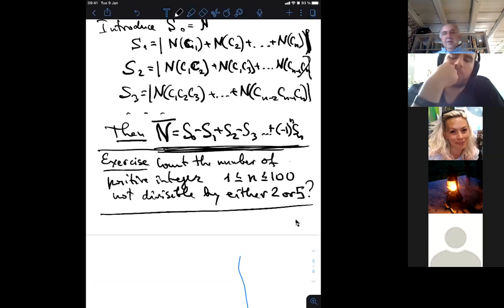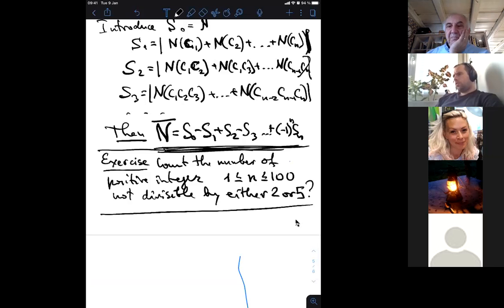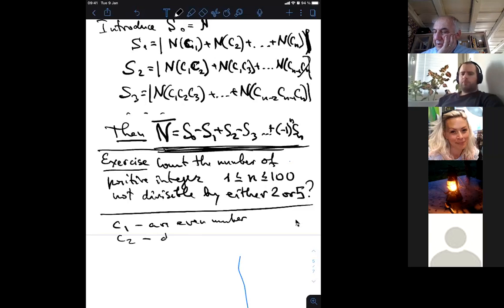So we have two conditions: numbers which are even, or divisible by 2, and numbers which are divisible by 5. And we want to count how many numbers are odd and not divisible by 5, in other language. So how should we do that? First, let us say C1 is an even number. This would be our first condition. And C2 is divisible by 5, yes?